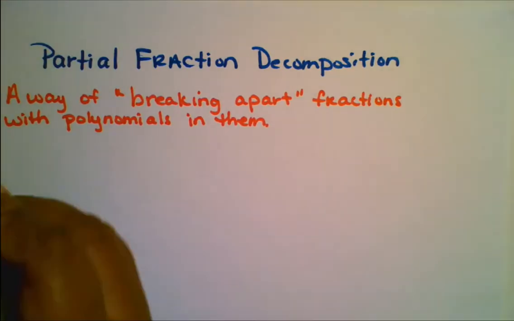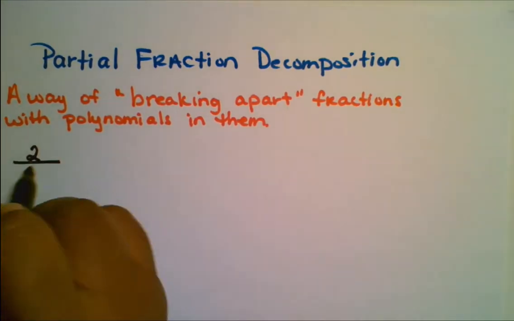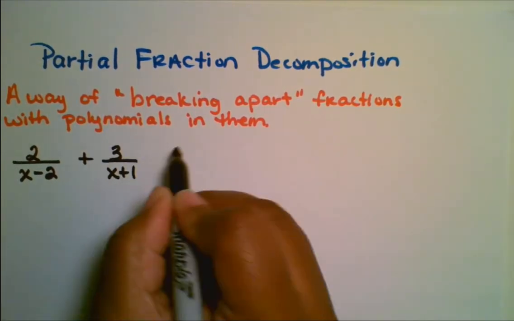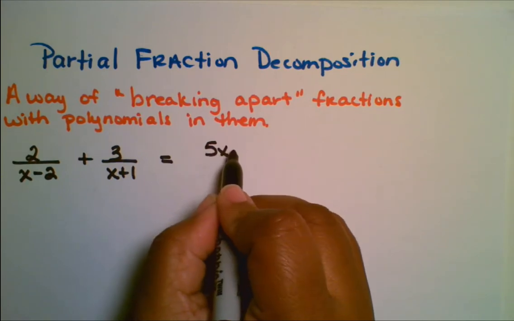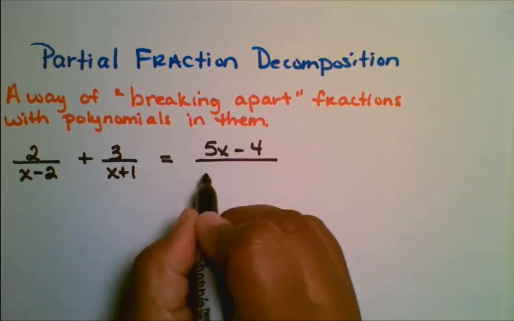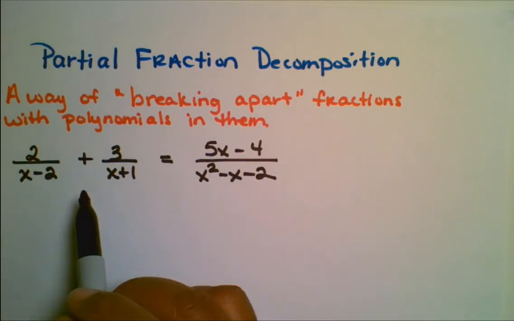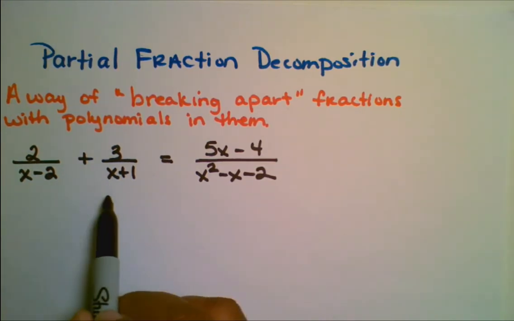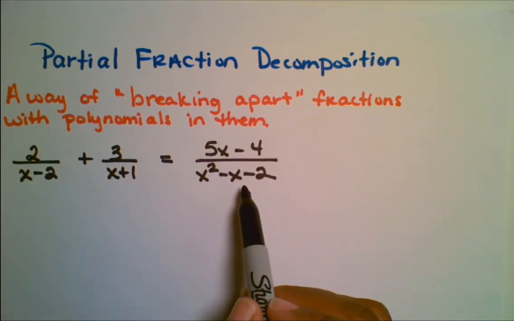when you were working with rational expressions, you were given something such as 2 over x minus 2 plus 3 over x plus 1, and you were asked to simplify this rational expression, and then you had a result of 5x minus 4 over x squared minus x minus 2. So just imagine that we took these two fractions, found a common denominator, the least common denominator, and then wrote the equivalent fractions, and then this would be the result.